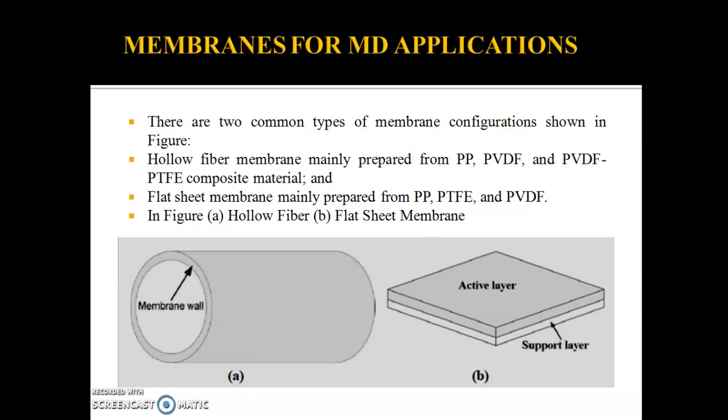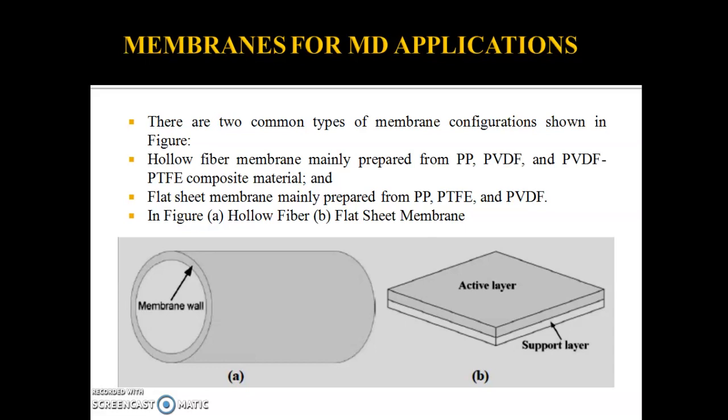So there are totally two types of membrane configuration that is shown in the figure. First one is the hollow fiber membrane, second one is the flat sheet membrane. The hollow fiber membrane is mainly prepared from polypropylene. The second one is PVDF, meaning polyvinylidene fluoride. Third one is PVDF blended with PTFE, meaning polytetrafluoroethylene, right? And the flat sheet membrane is mainly prepared from PP, PTFE and PVDF.